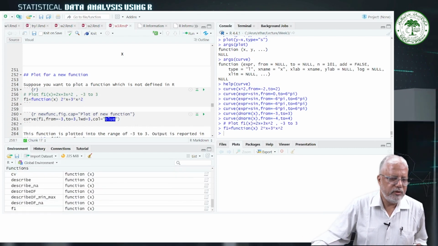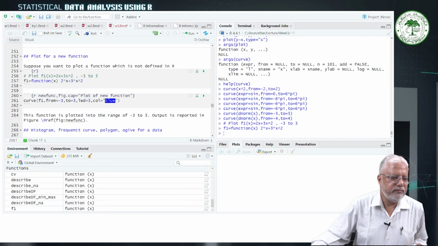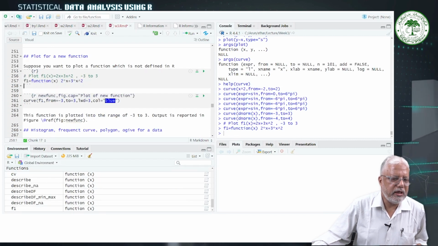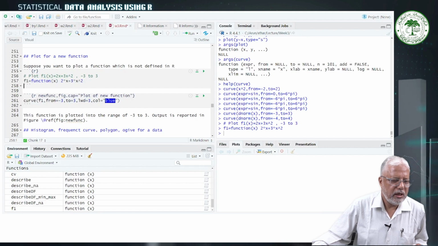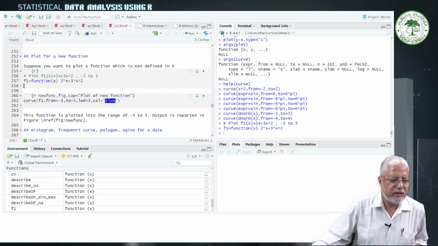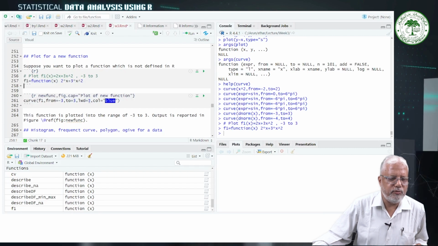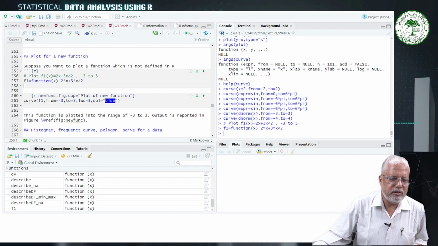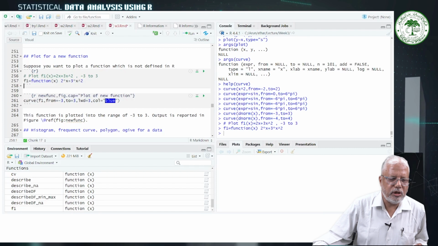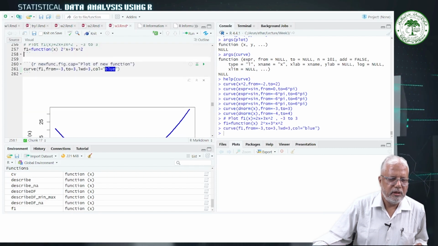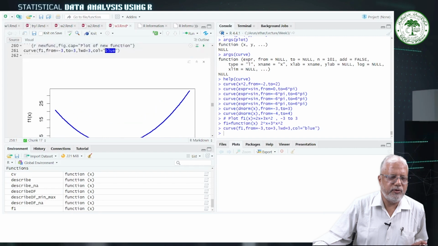Now, we can plot this function with curve, and the first argument is the function f1, with x inside that, and from is equal to minus 3, to is equal to 3, and lwd, line width, is 3 and color is equal to blue. So, the color option is also there. See, here we have got this function.